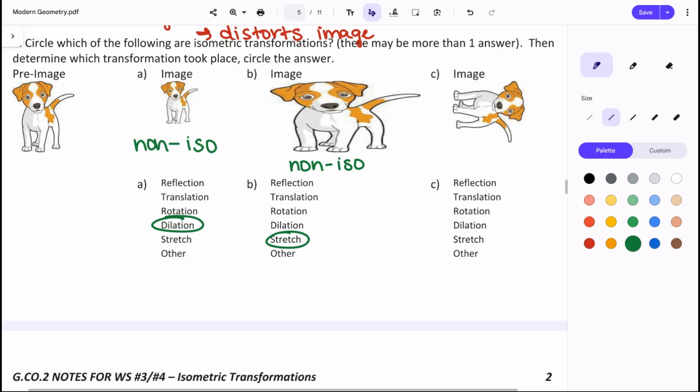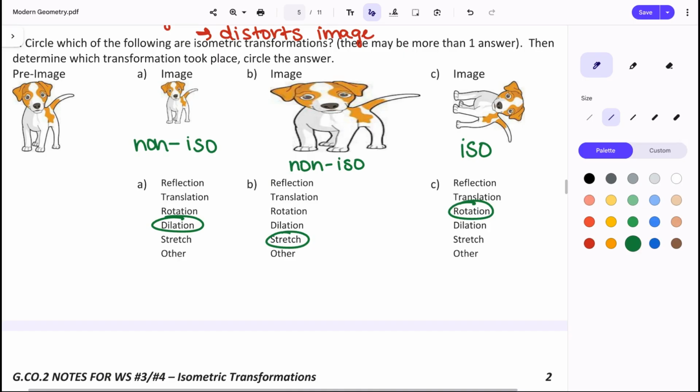Isometric or non-isometric? Okay, do we all agree it looks like it stayed the same shape, same size? Yeah, I don't think it got any bigger or smaller, so I'm going to say ISO here. What did they do? Keegan? Rotated it. They took the original dog and they just turned it on its side. They did a rotation there.